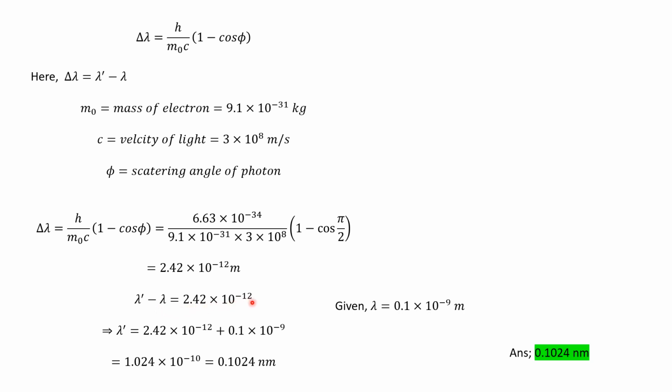Again we are given that λ, the incident wavelength, is equal to 0.1 into 10 to the power minus 9 meter. So by putting this value here, we can find that the scattered wavelength will be equal to 0.1024 nanometer. So the final answer is 0.1024 nanometer.